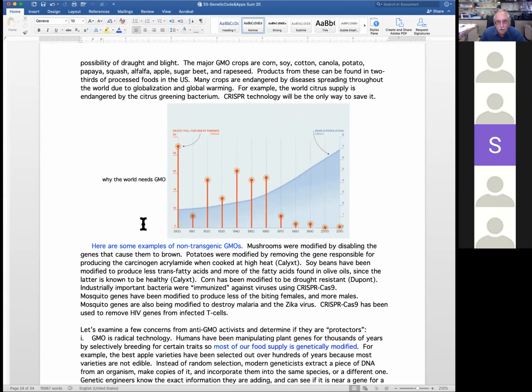So here's the reason why we need GMOs. Here's the total death toll from great famines. You see that they happen quite often. And here's where we had our green revolution over here. And here's the population growth. You can see we're headed towards a problem over here.